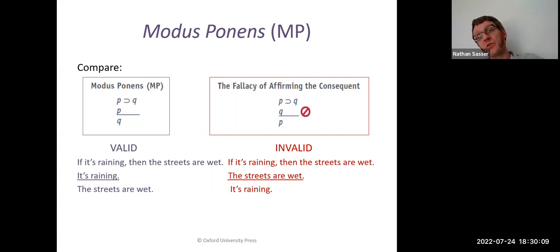And where it's also true that the streets are wet, but where it hasn't been raining. How could that be the case? Can you conceive of a counterexample? Yeah, maybe somebody just hosed down the streets. It's not raining. If it were raining, the streets would be wet. And it's true the streets are wet, but it's not raining and it wasn't raining. Somebody just hosed down the sidewalk. So that's why you can't make the fallacy of affirming the consequent.